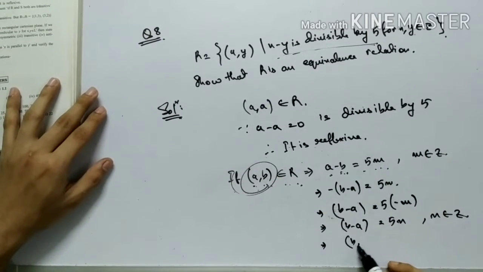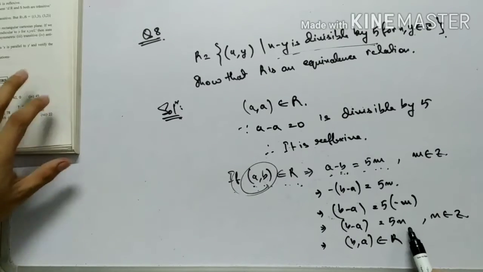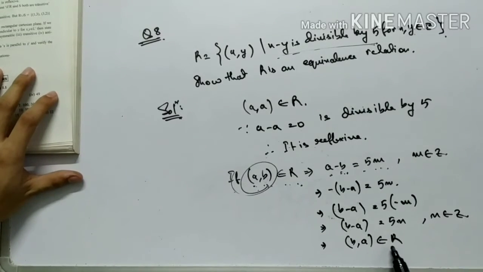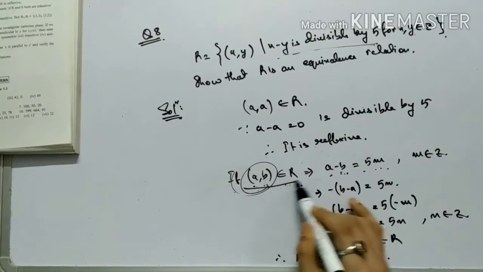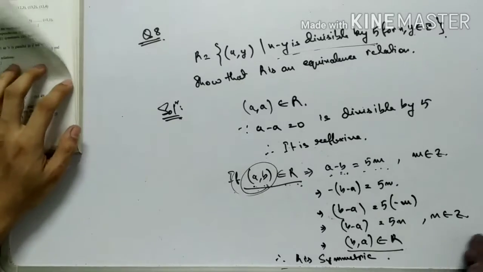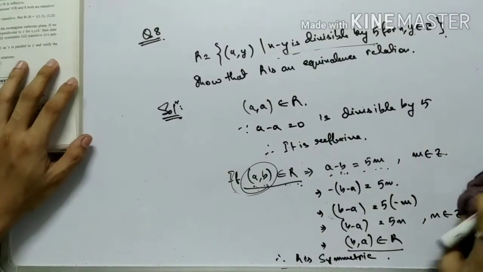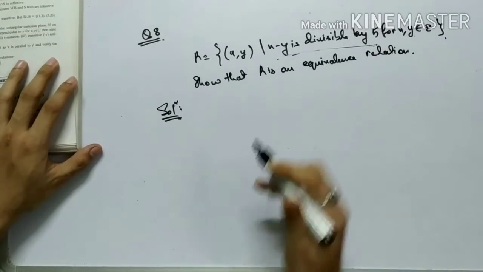That means what I got? That (B, A) belongs to R. B minus A is also divisible by 5. So (B, A) belongs to R. Therefore I can say that R is symmetric. Since (A, B) belongs to R, (B, A) also belongs to R. Next I will have to show that R is transitive also.